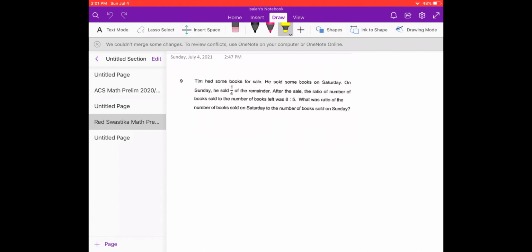Okay, Tim had some books for sale. He sold some books on Saturday. On Sunday, he sold 1/4 of the remainder. After the sale, the ratio of the number of books sold to the number of books left was 8:5. So what was the ratio of the number of books sold on Saturday to the number of books sold on Sunday?